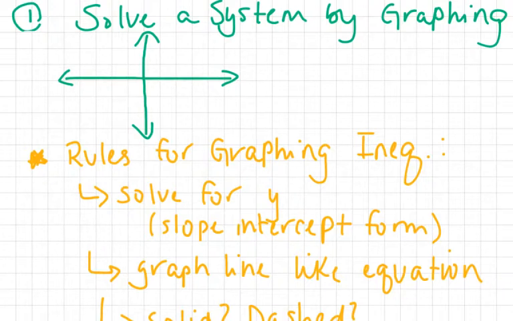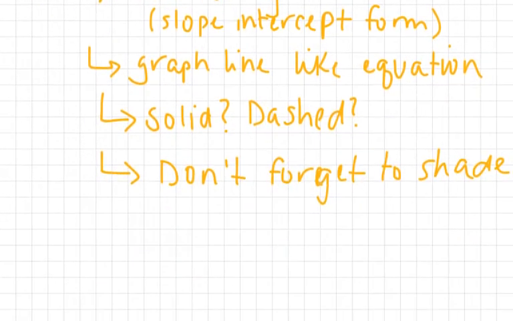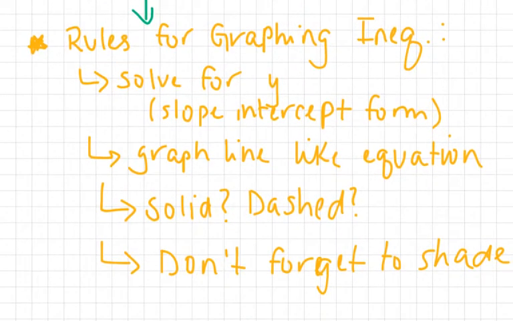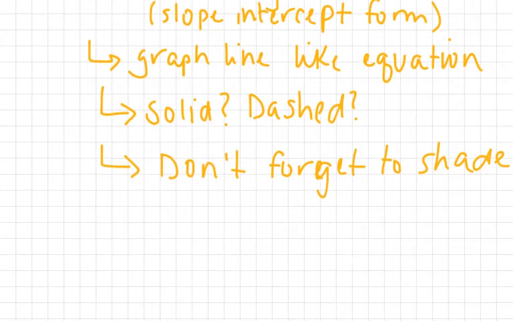So we've solved lines where two lines meet. Where two lines meet is your solution. With inequalities, where two regions meet, where your shaded areas meet, that will be your solution. So let's take a look one more time with the rules. Solve for y, graph the line like an equation. Do I have solid or dashed lines? And then don't forget to shade.